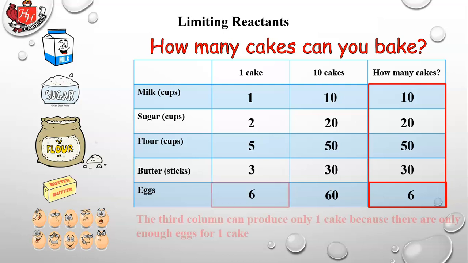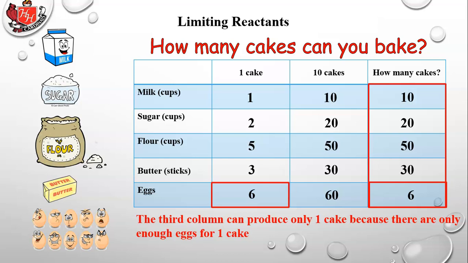Okay, so let me give you the answer. The third column can produce only 1 cake because there are only enough eggs for 1 cake. But what about all the other ingredients? Well, you just can't use them. You got to put them back in the cabinet, use them some other time because you only had enough eggs to make 1 cake. So it's the number of eggs that limited how many cakes you could make.